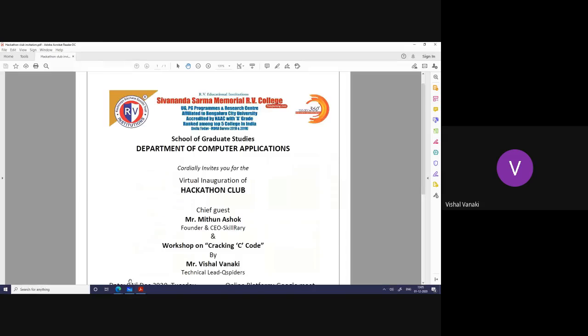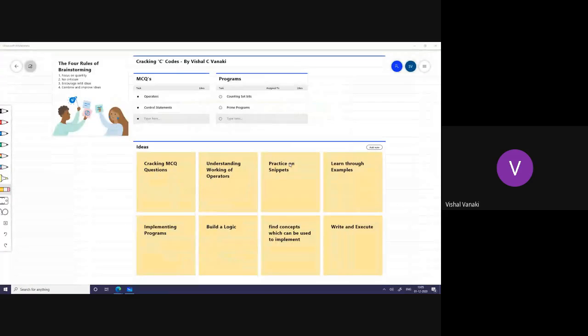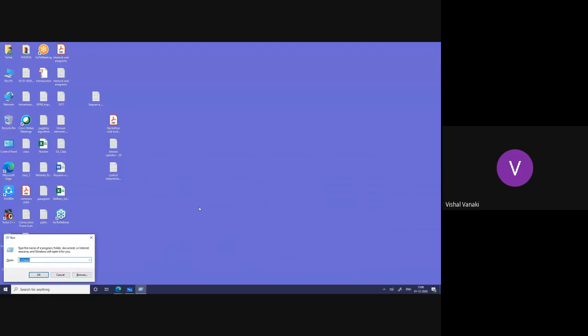First, understand the importance of the workshop. Nowadays, we find many different kinds of people with different mindsets. Cracking an interview is a concern. There are a few things which you need to understand. I will come to this screen later. The first thing is you need to understand a few things here.